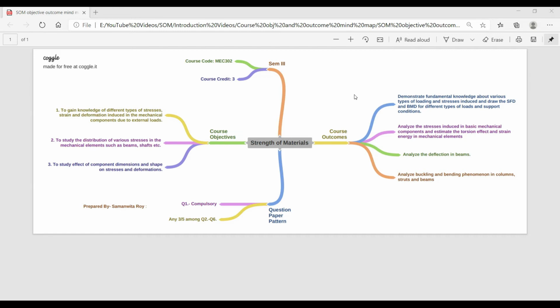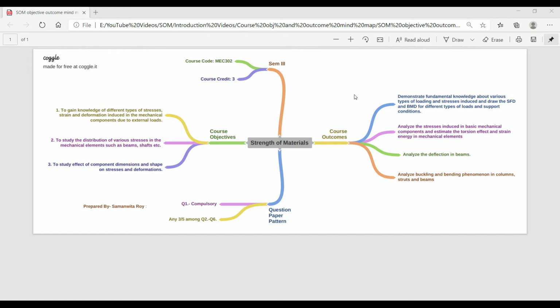Also, we are going to discuss the support conditions. There are three types of support conditions which we mainly use: one is fixed, one is hinged, and one is roller. So these are the three support conditions for a particular beam. This is the first course outcome. You will understand all these things, be able to apply them, and also solve the problems.